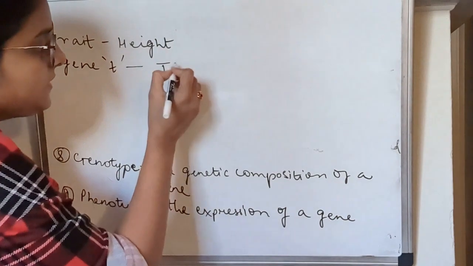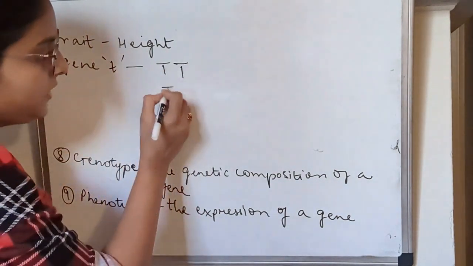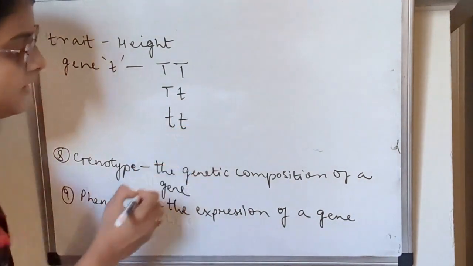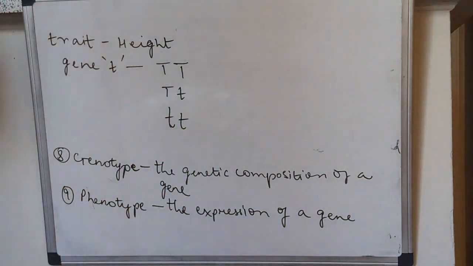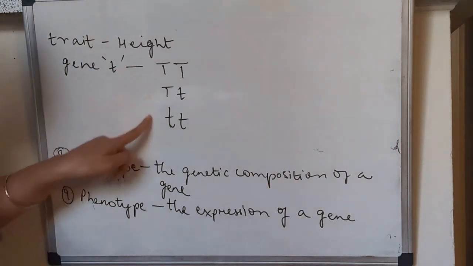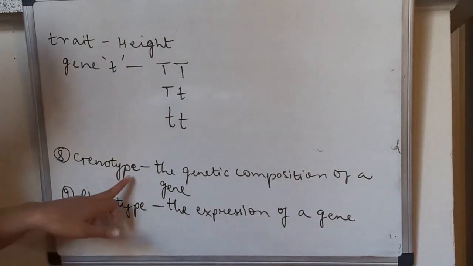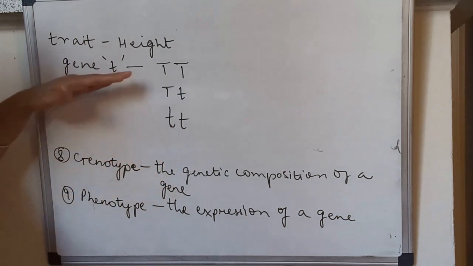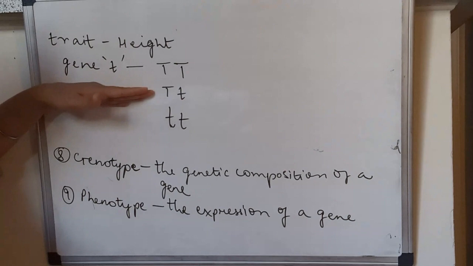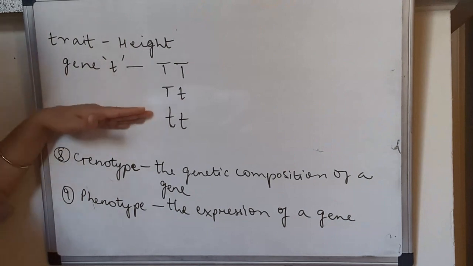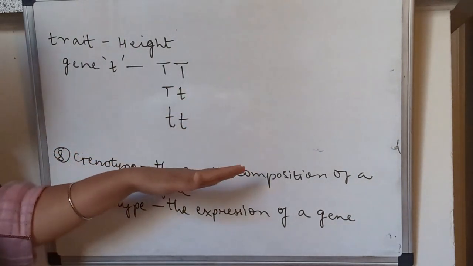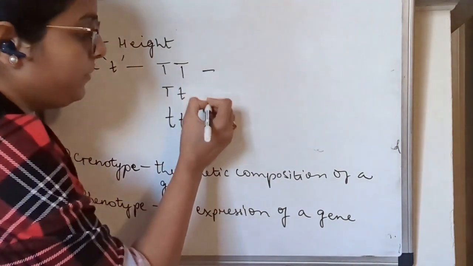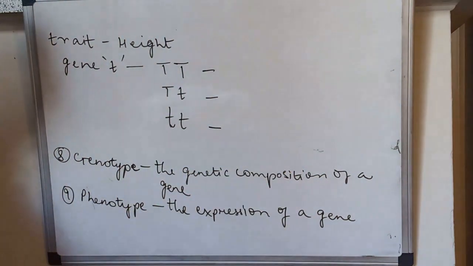Gene T can be present in capital T form. It can be present in capital T small t. It can also be present as small t form, right? So gene T can have 3 genotypes. Now you get to know the term genotype. Either it can be capital T, capital T small t, or small t. So how can these be expressed? What will be the expression of these genotypes? How will the expressions be different for all of them? Let us talk about it.